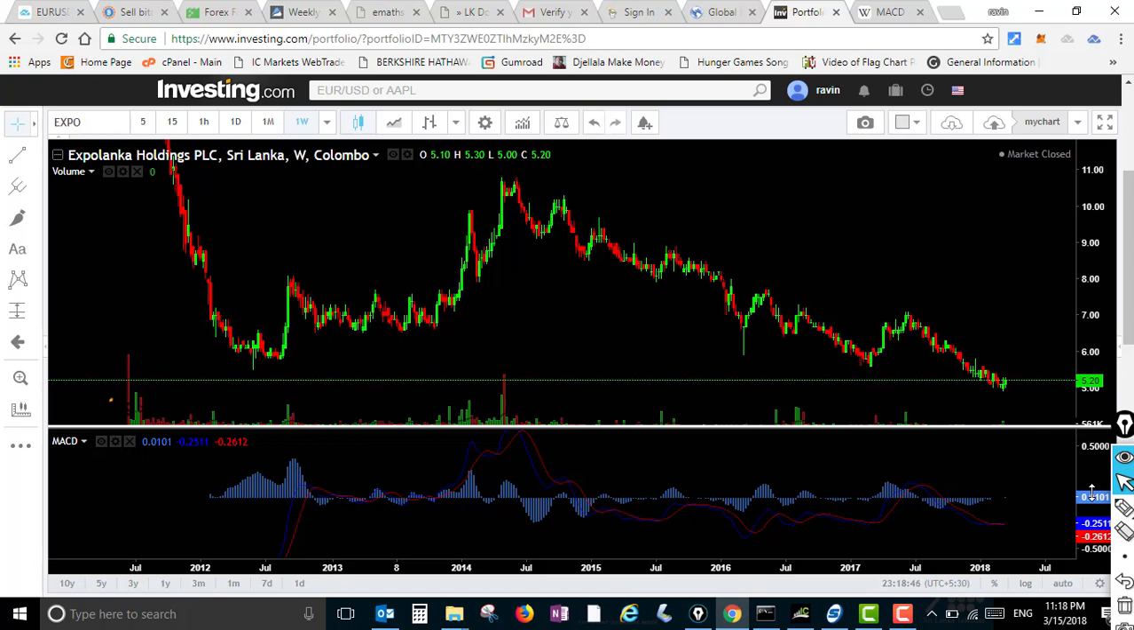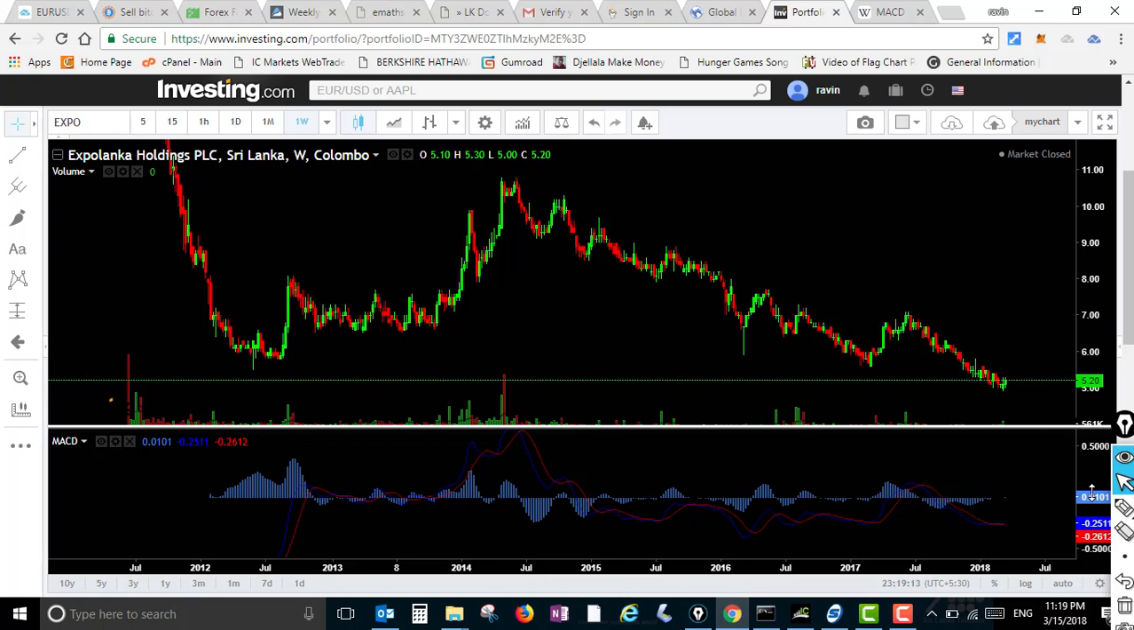MACD reading is not an easy task, but once you're familiar with it, definitely you can get the trade at the right time. Actually, MACD is a kind of lagging indicator, not like RSI and stochastic RSI, those are leading indicators.